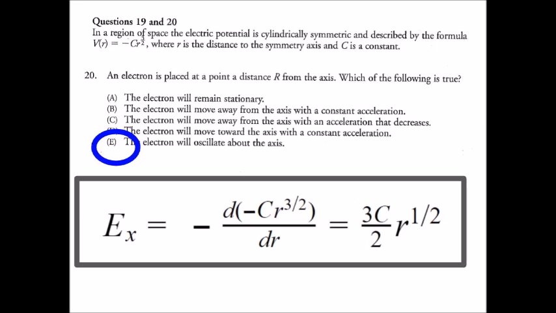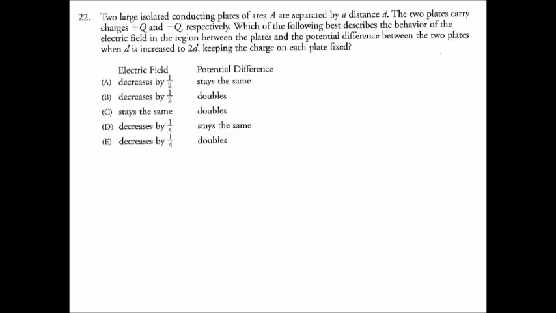Here's the last one, number 22. Two large isolated conducting plates of area A are separated by a distance d. The two plates carry charges plus Q and negative Q respectively. We're talking here about a parallel plate capacitor. Which of the following best describes the behavior of the electric field in the region between the plates and the potential difference between the two plates when d is increased to 2d, keeping the charge on each plate fixed?